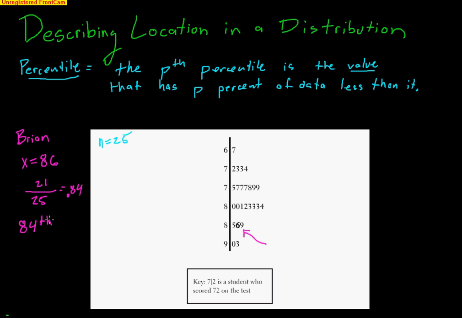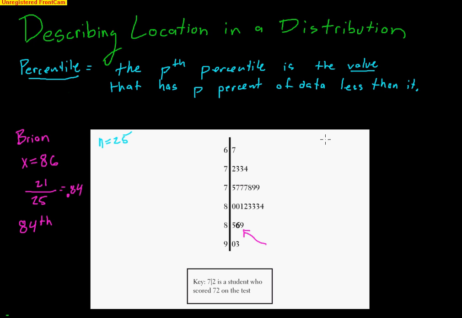Now just understand that for other sets of data, the 84th percentile might be a different score. For this set of data, an 86 was the 84th percentile. Brian might get an 86 on his chemistry test in a different class, and an 86 in Brian's chemistry class might put him at the 90th percentile. It all depends on the data, obviously.